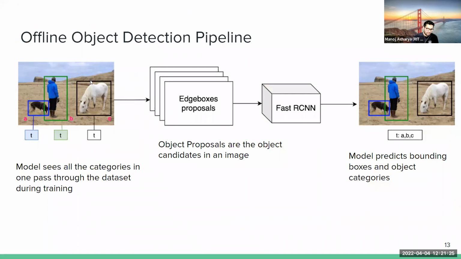So before moving on to our online model, let's talk about the offline model that is usually followed, right? So in offline, what usually happens is in a single time step T, you see all the categories, right? And you have some system that produces the region proposals, which are the object candidates in the image. You pass it through an object detector, and the model predicts the bounding boxes and object categories, right? All of this happens in a single time step T, where the model sees the examples for all categories.